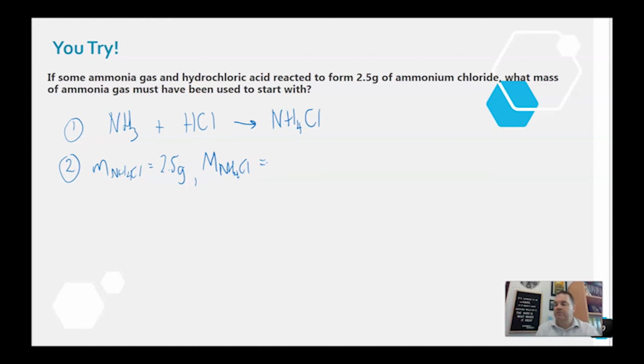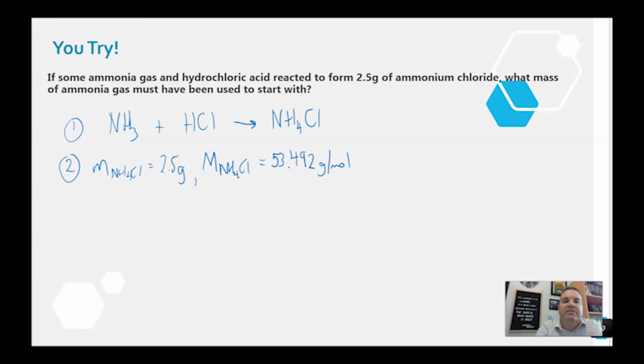We can work out the molar mass of ammonium chloride. So I'm just quickly going to do this on the calculator here, sorry. So roughly, and I'm not checking this, sorry, so I'm just doing it off the top of my head. So 53.492, hopefully I've got that right. All right, so that's grams per mole.